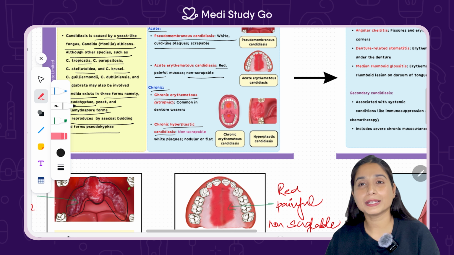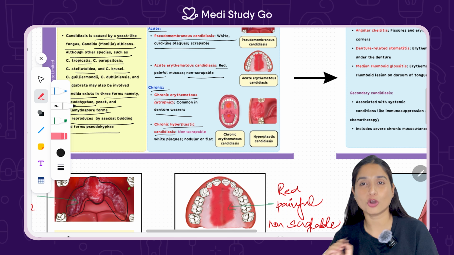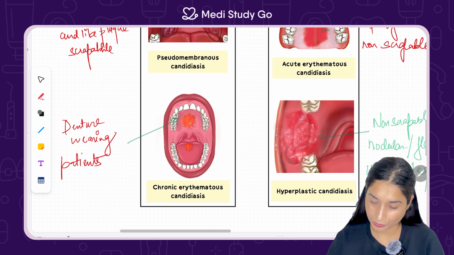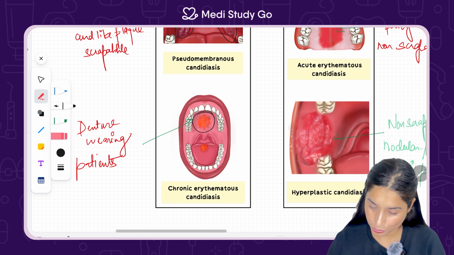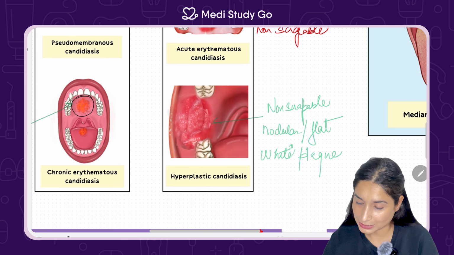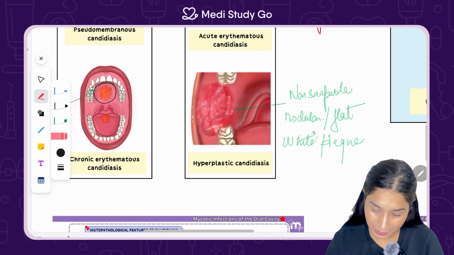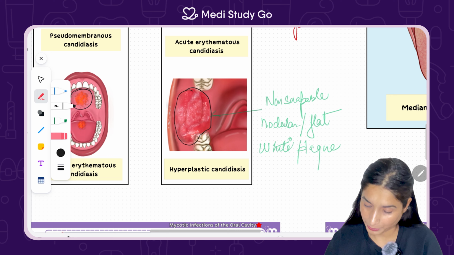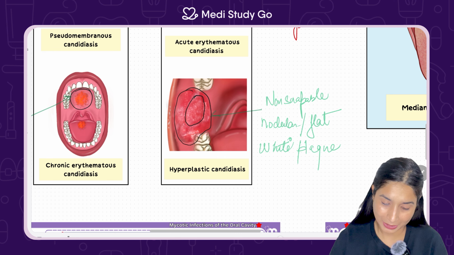Chronic erythematous is basically seen in the patient who wears a denture. And chronic hyperplastic candidiasis is again a non-scrapable white plaque. It could be nodular or flat. So you will appreciate over here on the palate of the patient who wears a denture, you will see the lesion. So denture-wearing patients have chronic erythematous candidiasis, whereas hyperplastic candidiasis is a non-scrapable candidiasis. And you will appreciate that here it is a little nodular or a flat plaque. Here you can appreciate that this is a nodule kind of plaque. So this is the hyperplastic candidiasis.